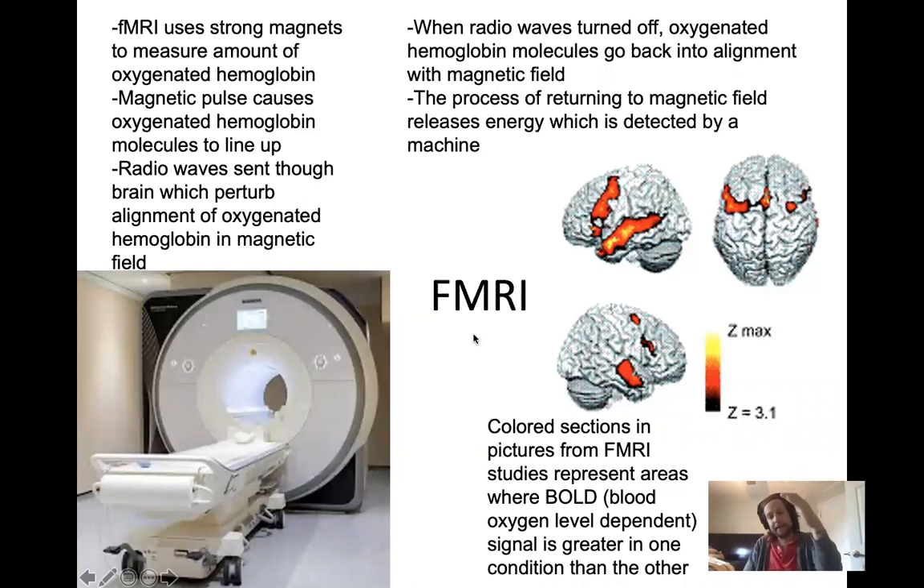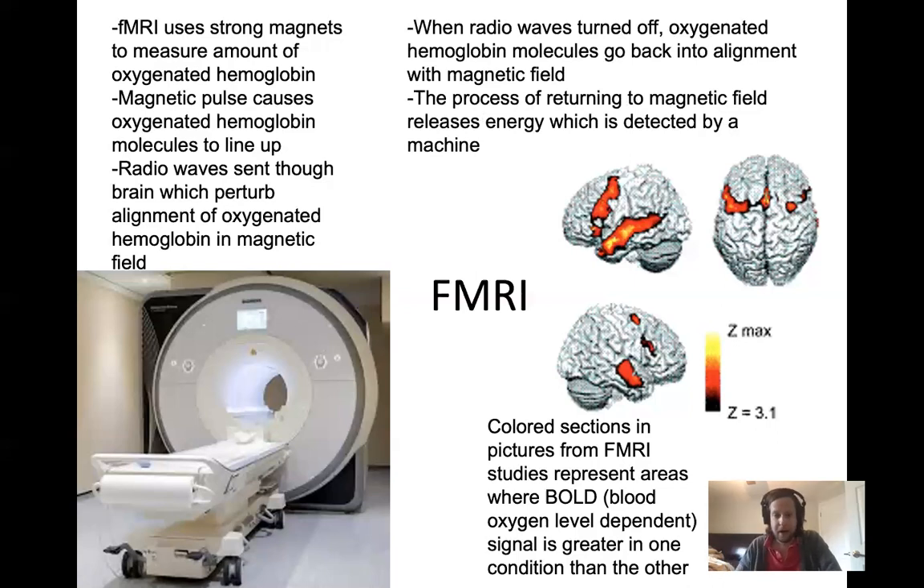So at the beginning, all the oxygenated hemoglobin is lined up nicely because of the magnet. Then the radio wave pulse is sent, which causes temporary disalignment, and then the radio wave is turned back off, and then things line up again. It says right here, oxygenated hemoglobin molecules will line back up again with the magnetic field when the radio wave is turned off. And the physics of this basically means that when the oxygenated hemoglobin is returning back to the magnetic field, it releases energy. And this is the energy which is detected by the fMRI machine.